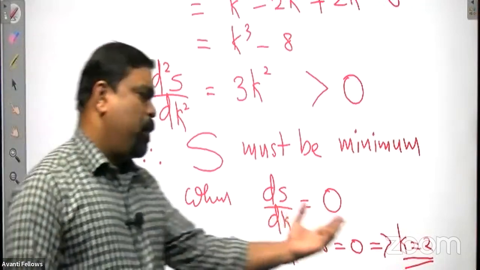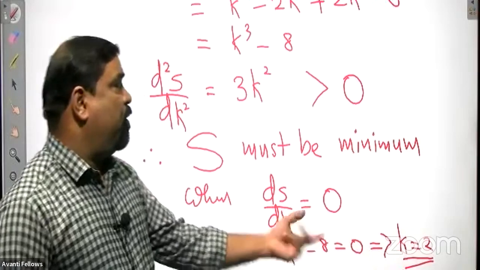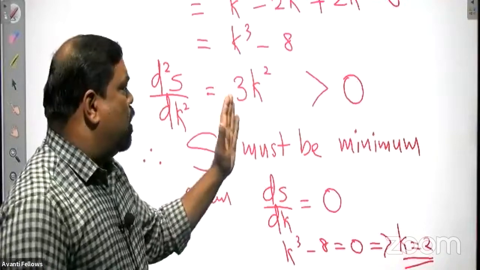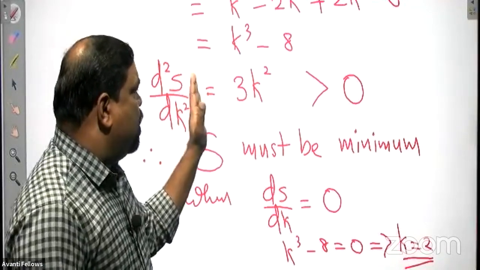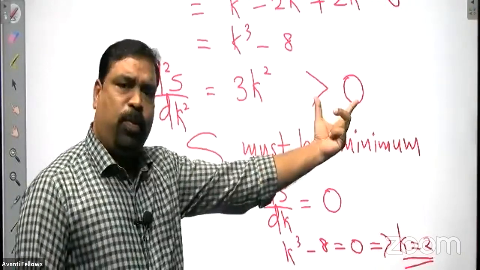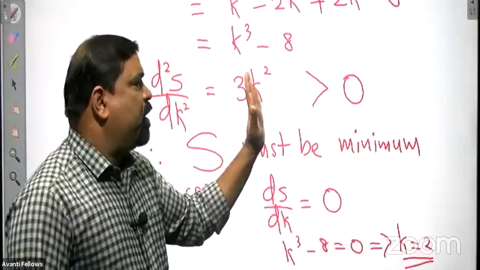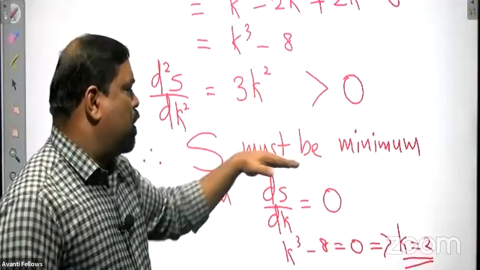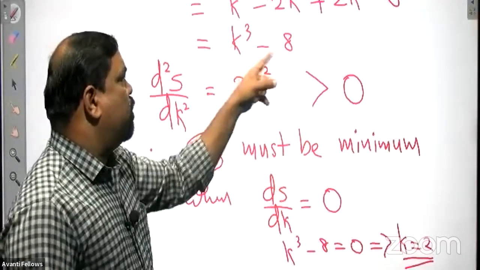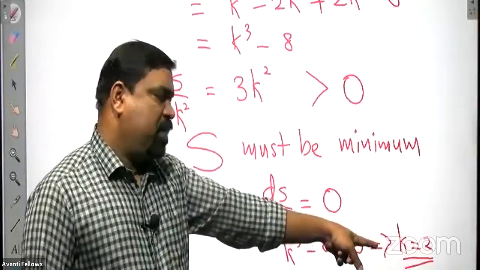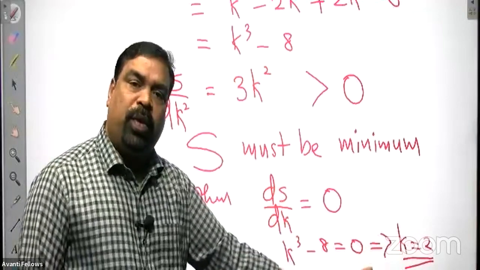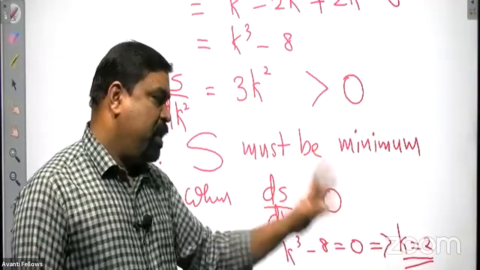Generally, we first find the critical point, then after that we substitute in the second derivative and see the sign. But from the second derivative, the value is 3k square, so from there itself it is confirmed that it is positive. Whatever you put for k, it is always positive. That's why there itself we have written s is minimum only, and minimum is obtained when the first derivative is equal to 0. Critical point is k is equal to 2. That means s is minimum when k is equal to 2. Clear?